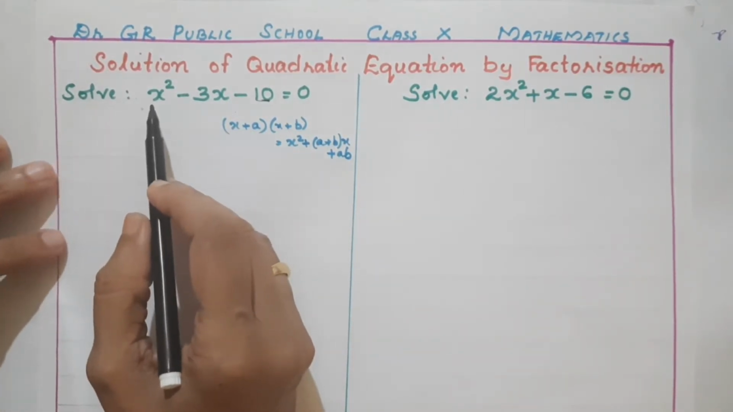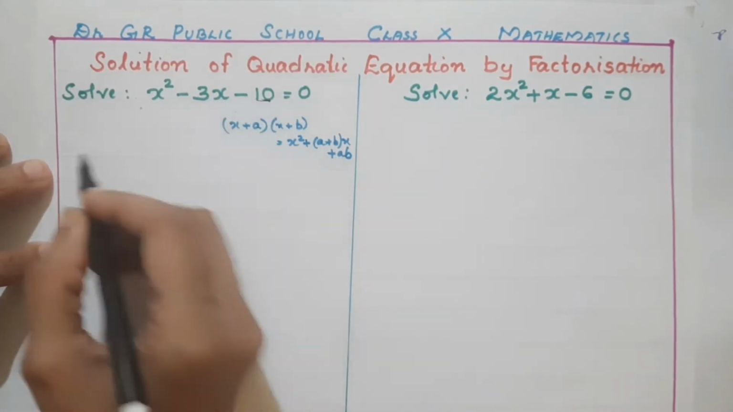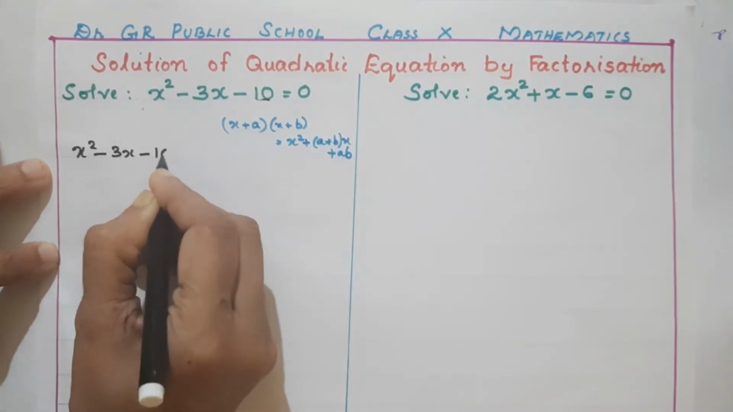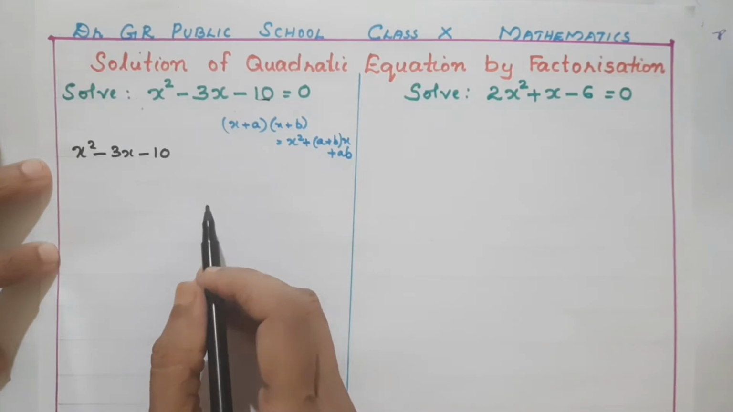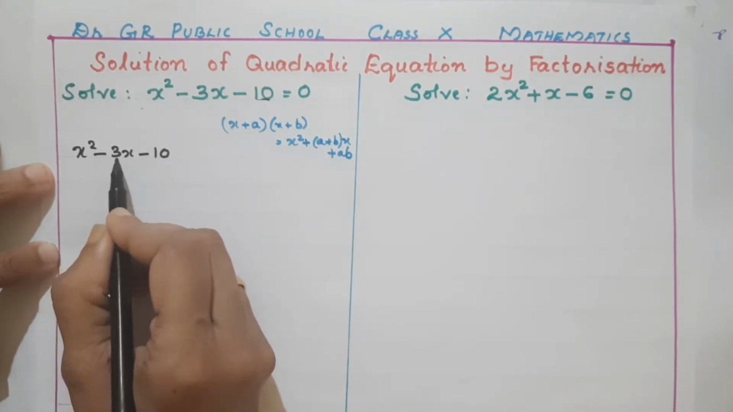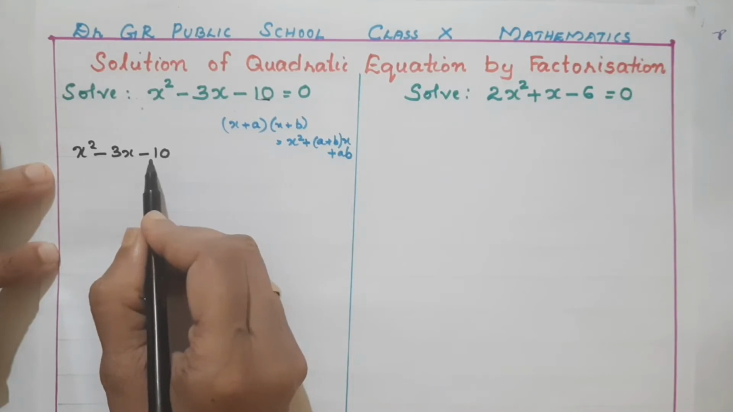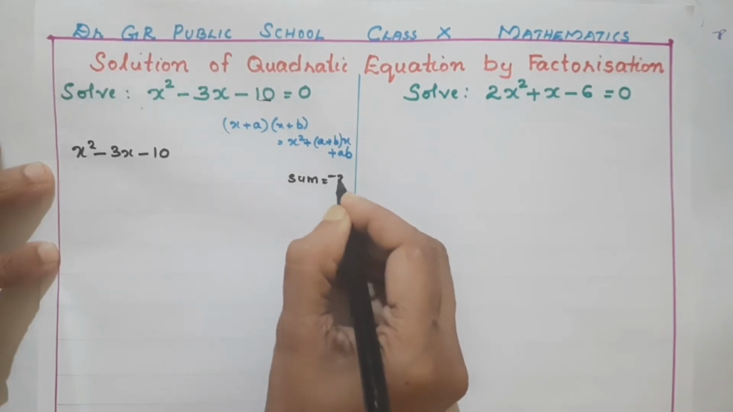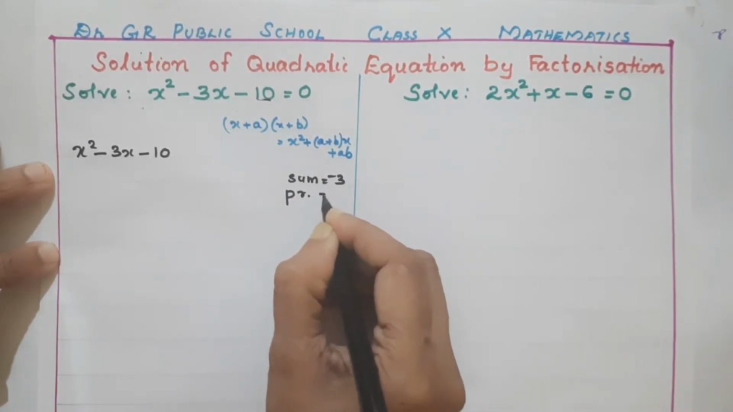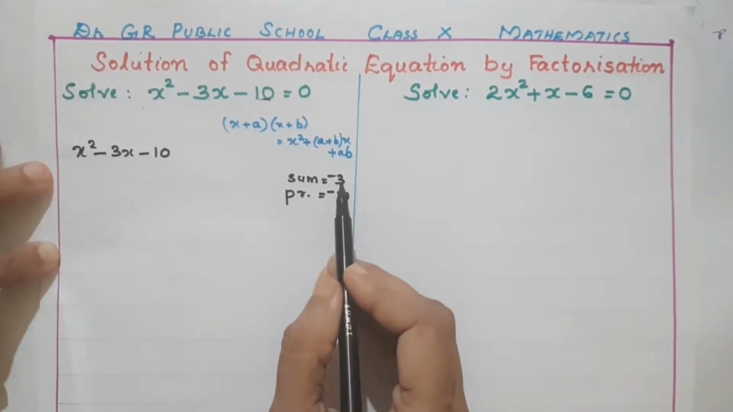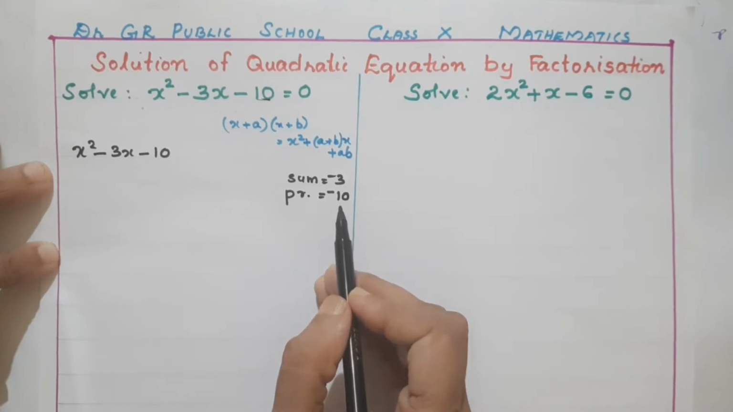So what the polynomial is? X square minus 3x minus 10. What we have to verify? We have to find out the two numbers whose sum is minus 3 and product is minus 10, isn't it? Sum should be minus 3 and product should be minus 10. How will you identify the two numbers whose sum is minus 3 and product is minus 10? What is the easy method?